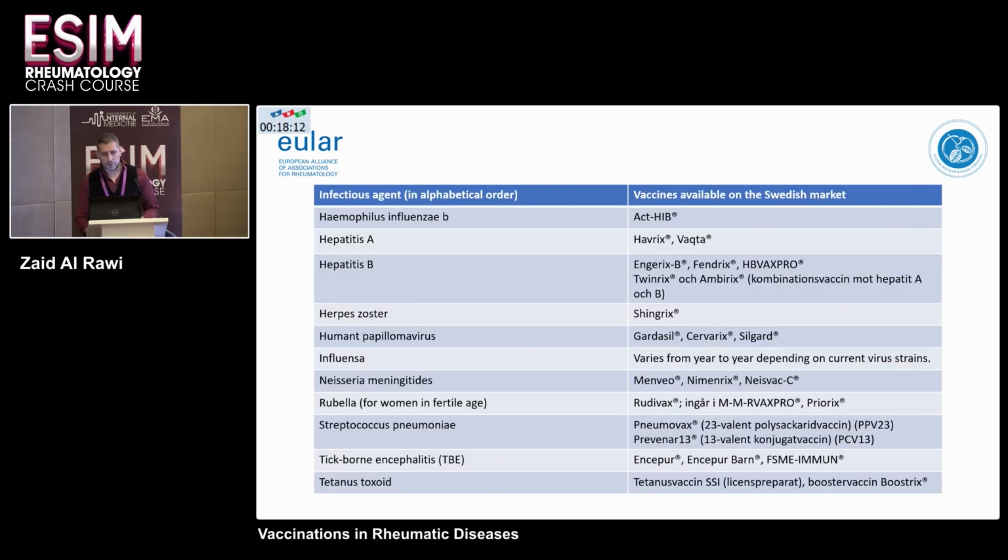Now, this is a list of the common vaccines that we use: Haemophilus influenzae, hepatitis A and B, herpes zoster, again with the vaccine on the other side, influenza, meningitis, rubella, streptococcus pneumonia, tick-borne encephalitis, and tetanus toxoid.